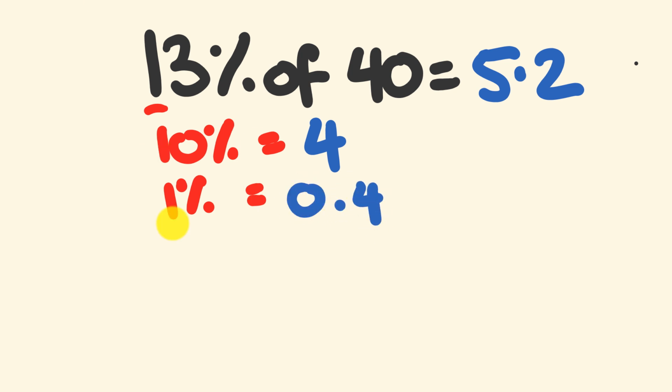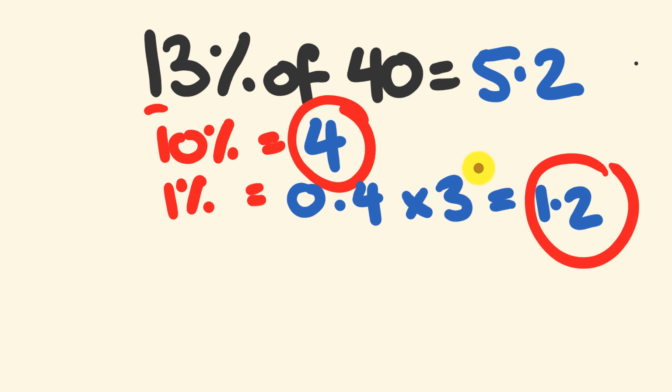But we don't want just one of these. As you can see, for 13%, we're going to need 3 of them. So 0.4 times 3 is equal to 1.2. Now finally what we do is we just get our 2 answers here and we add them together. So 4 plus 1.2, our answer, 5.2. So how's that? A nice easy way of working out percentages of any amount.